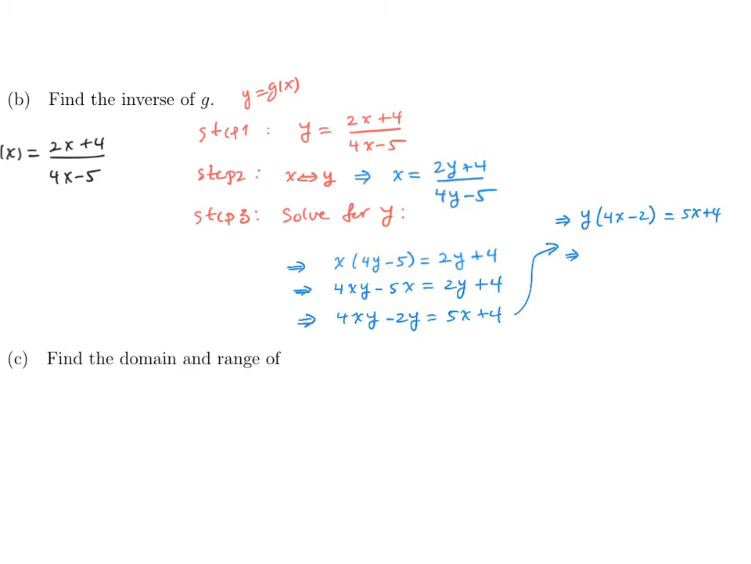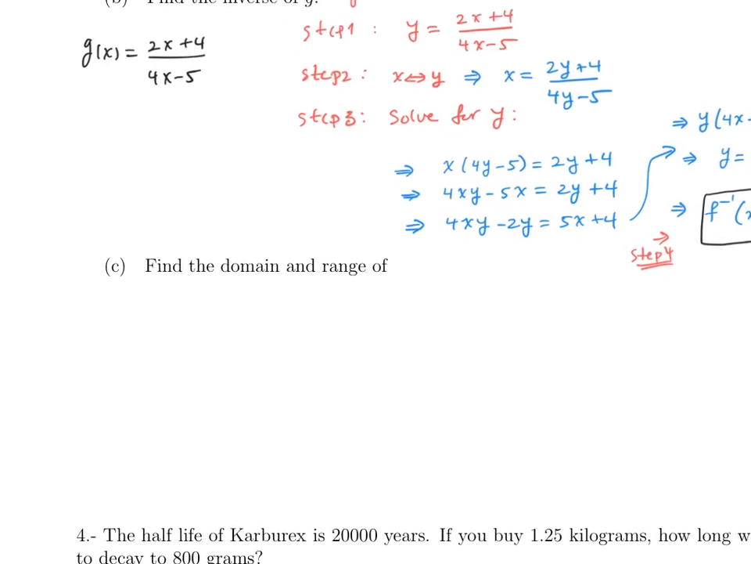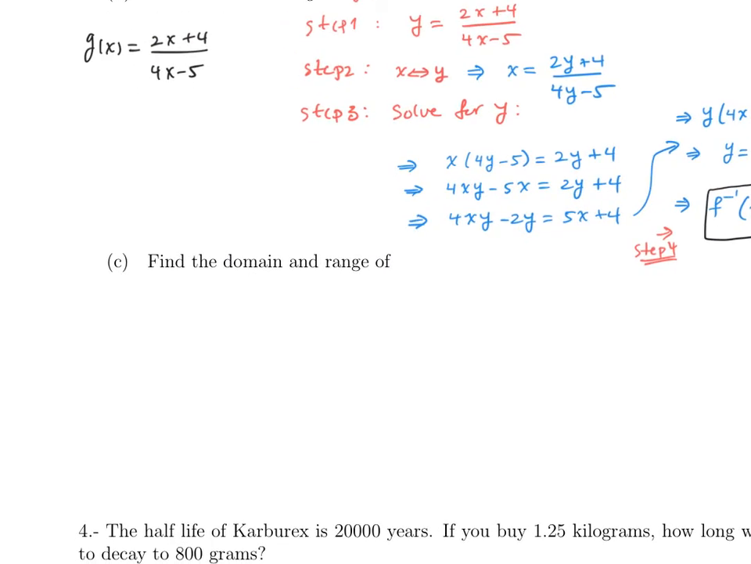So to solve for y, you divide by 4x minus 2, so y will be 5x plus 4 divided by 4x minus 2. So therefore the inverse will be exactly what you got here. So this is 5x plus 4 over 4x minus 2. If you want, you could call this a step 4, but there's no need to have too many steps. 3 is enough. All right, part C is asking to find the domain and range of G.